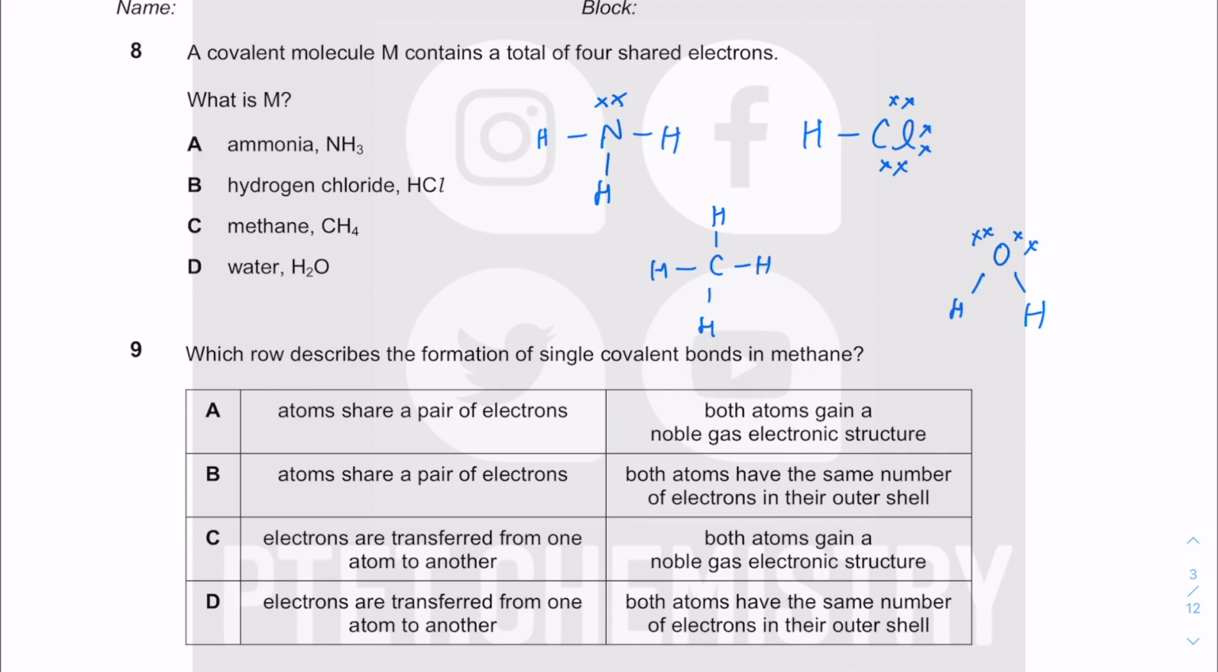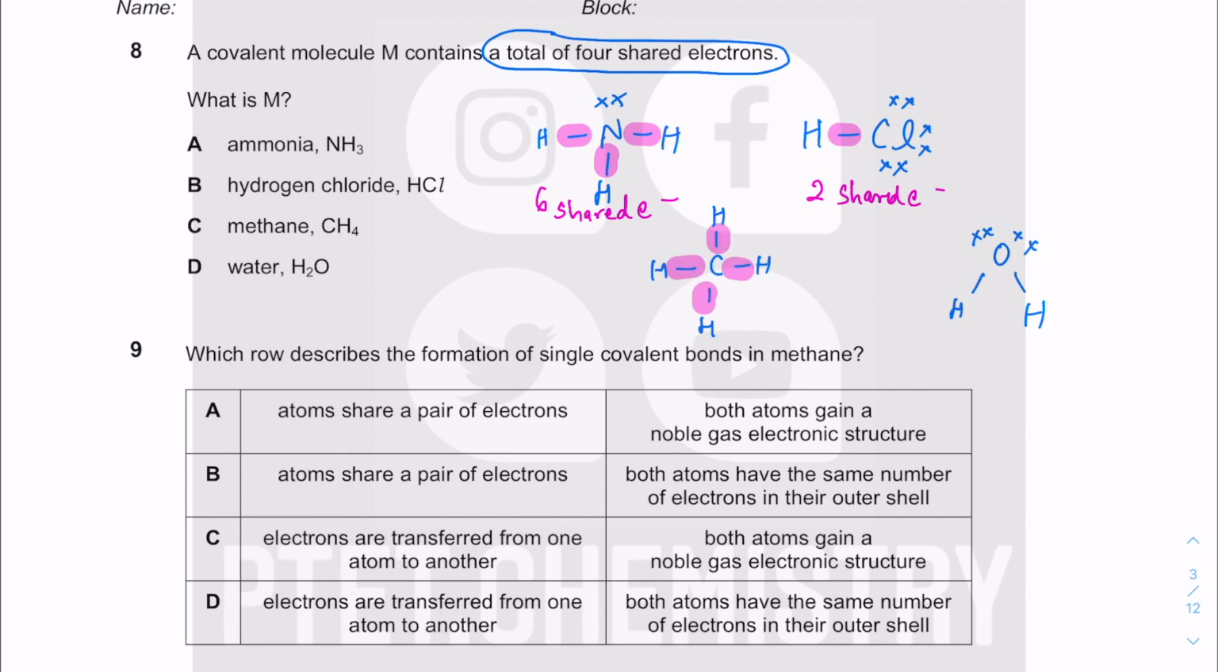Okay, so a covalent molecule contains a total of 4 shared electrons. Be careful, the question says 4 shared electrons. It does not say 4 shared pairs of electrons. A pair is 2, but it does not say that it's a pair. It just says 4 shared electrons. So this one is 2, 4, 6, which is actually 6 shared electrons. Here there are 2 shared electrons, and here you have 2, 4, 6, 8, so 8 shared electrons. And here you have 1 and 2, so you've got 4 shared electrons.